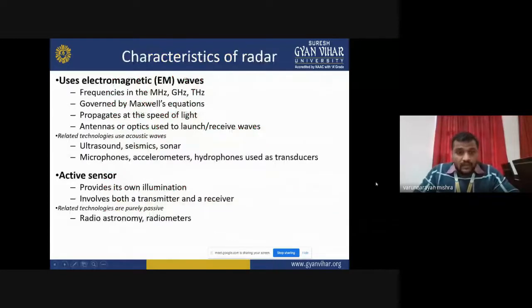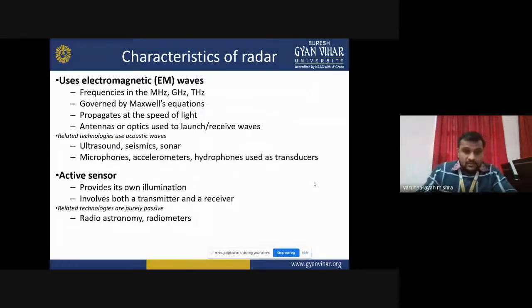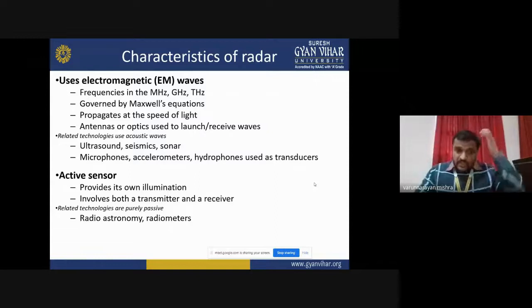Okay, these are some of the characteristics of the radar system. They use electromagnetic waves having different frequencies. Frequencies are measured in terms of gigahertz and megahertz. Okay, and most of the time we measure the frequency of the electromagnetic waves in gigahertz. And it is governed by the Maxwell equations. And as we know, microwave signals are a kind of electromagnetic radiation, and they travel with the speed of light.